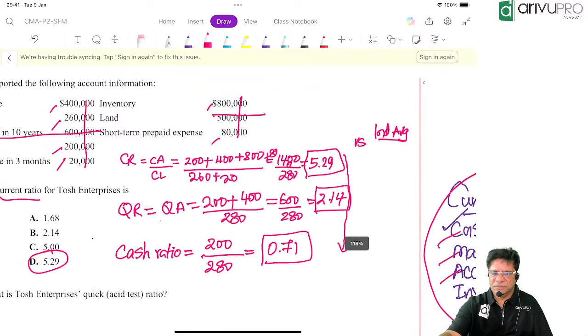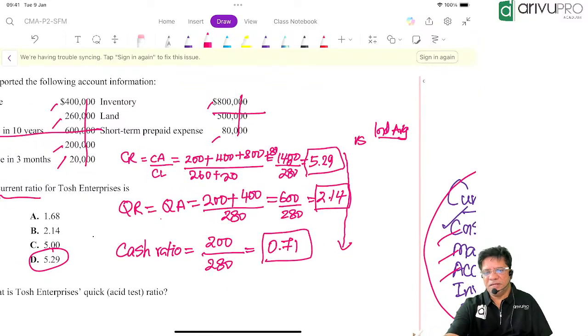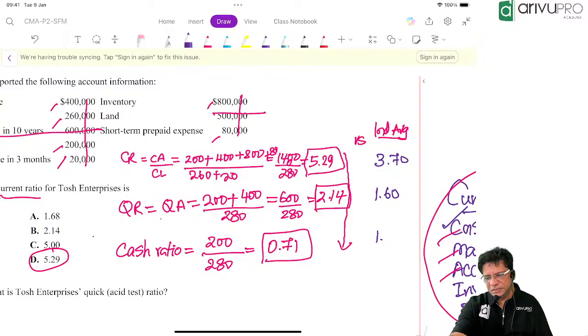For example, let's put some numbers. I'm just putting some numbers. Competitors' current ratio is 3.7. Competitors' quick ratio is 1.6. Competitors' cash ratio is 1.1.